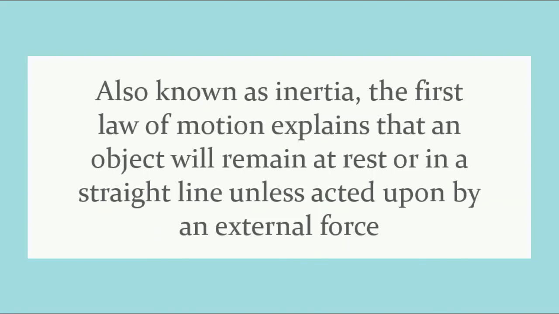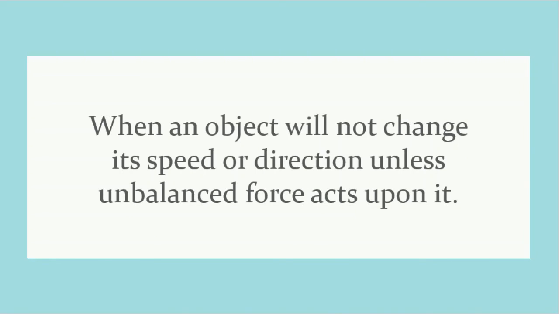Also known as inertia, the first law of motion explains that an object will remain at rest or in a straight line unless acted upon by an external force. But it could also be when an object will not change its speed or direction unless an unbalanced force acts upon it.